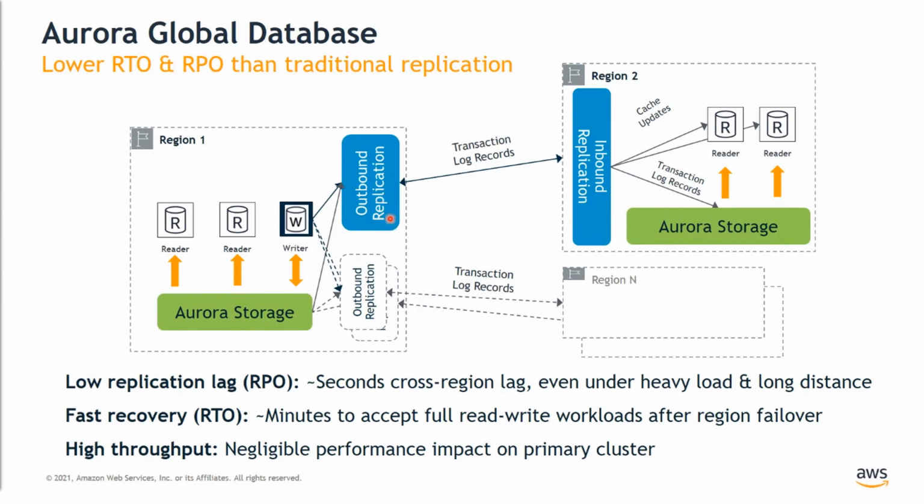This replication layer sends transaction logs, following the same paradigm we use in the primary region, to update Aurora storage and update the caches of reader nodes. So super low replication lag, very fast recovery if you need to fail over to a different region, generally on the order of a few minutes, and very high throughput, as we've seen.